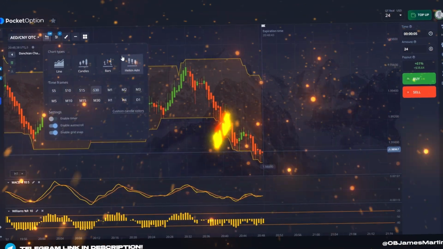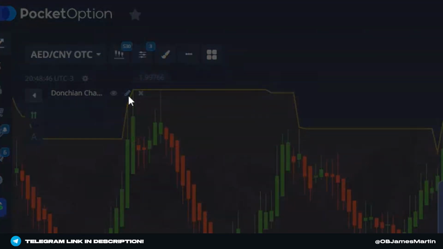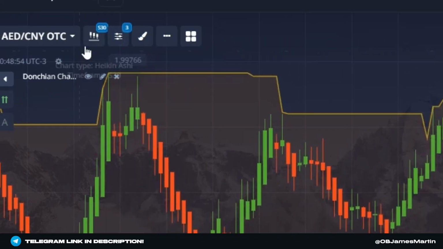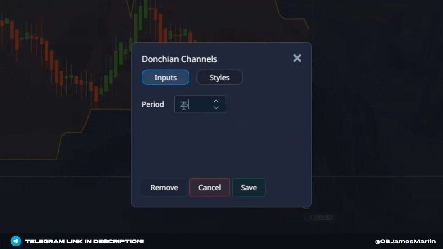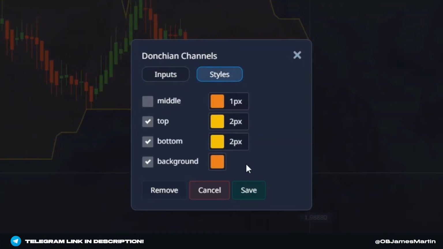Today we're gonna use Breakout candle and a time frame of 30 seconds, right? And we're gonna use three indicators: Donchian Channels, Williams R, and MACD. Okay? So let's start with that. 25 on period, guys. That's simple. Style, that's up to you. Unselect the middle. Alright? Okay.